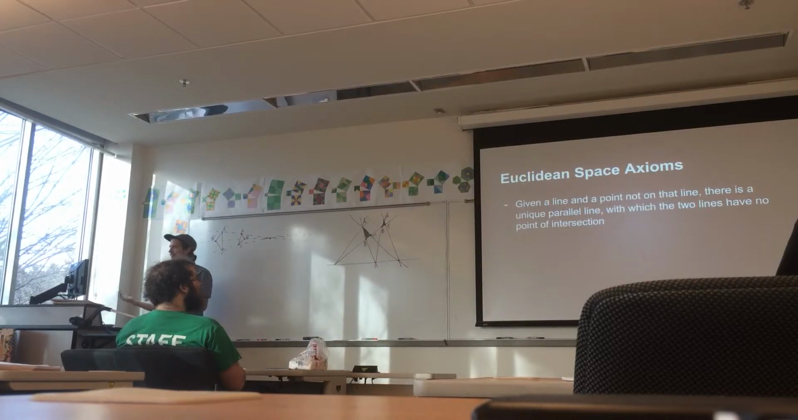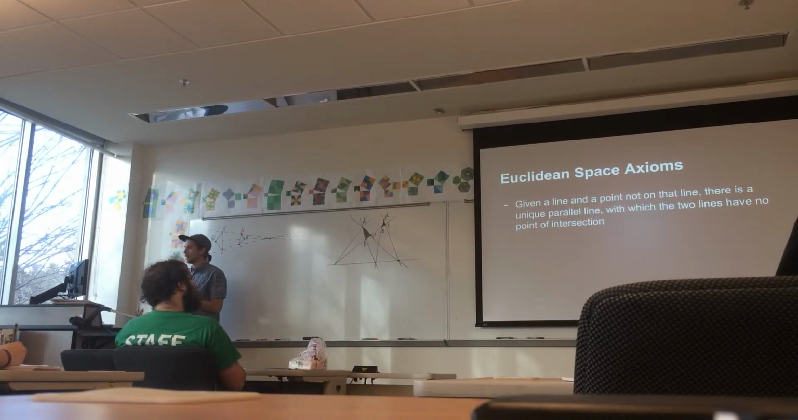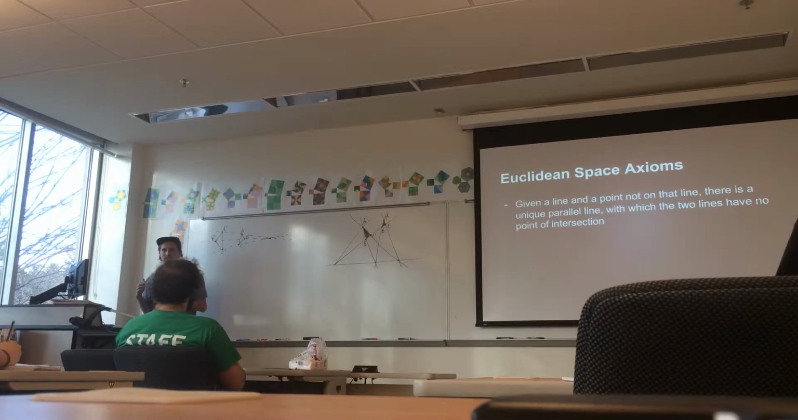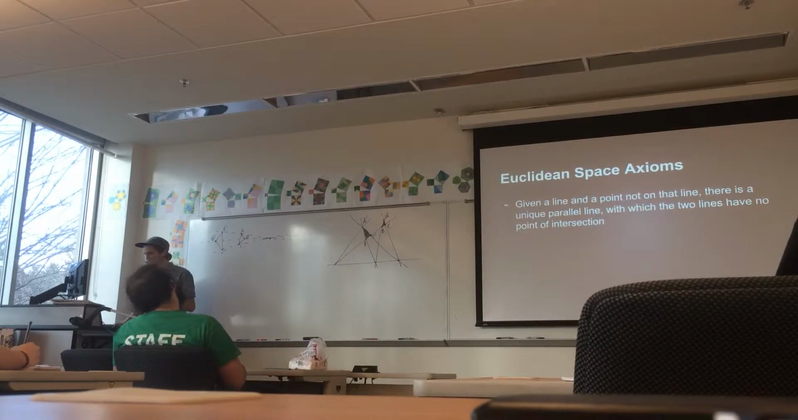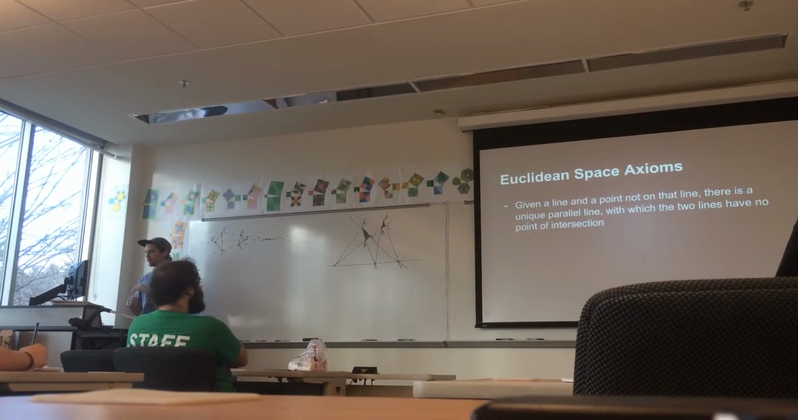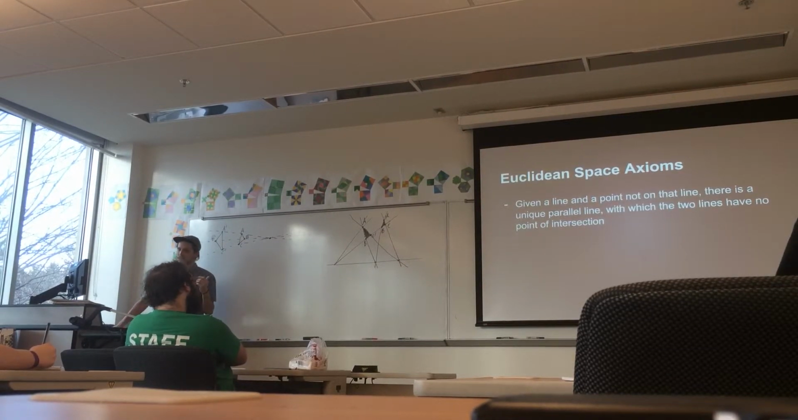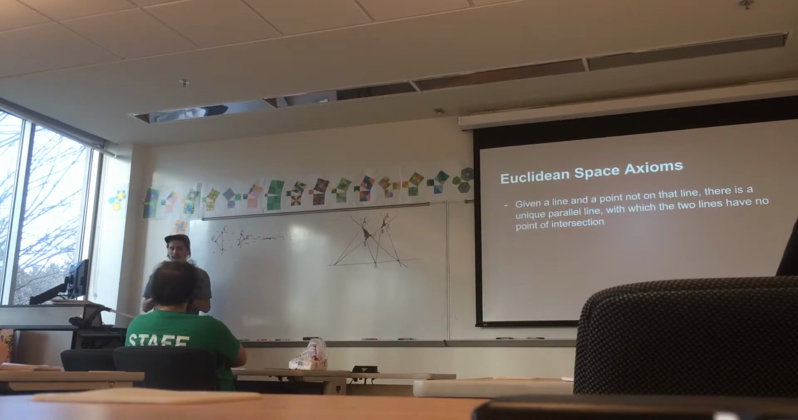This one's a little funnier: given a line and a point not on that line, there is a unique parallel line with which the 2 lines have no point of intersection. What this means is that every line that is not parallel has at least one point of intersection. This is really important for Desargues' theorem, as when you're using Euclidean space, there are a lot of cases that you have to take into account, and you'll see how that works out as we move into his theorem in projective space.